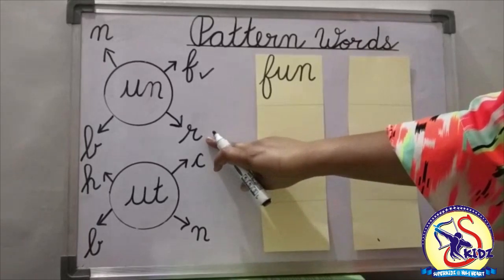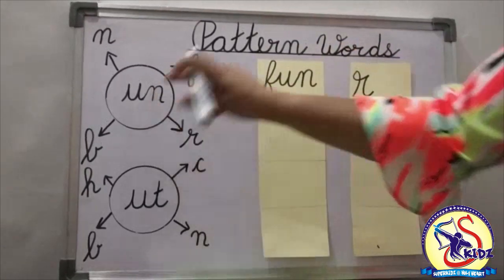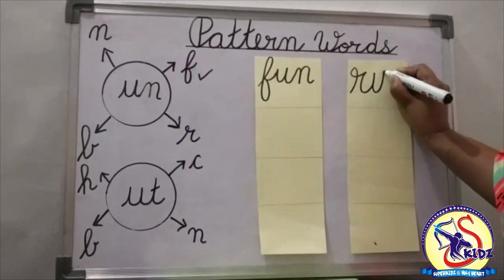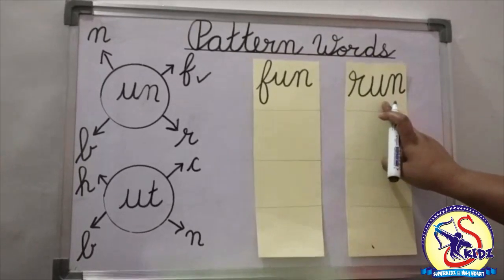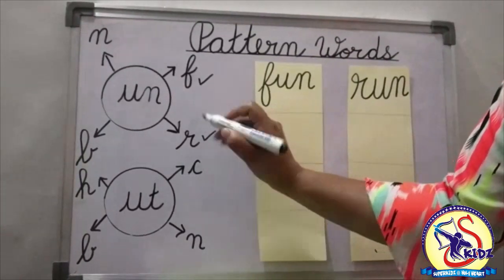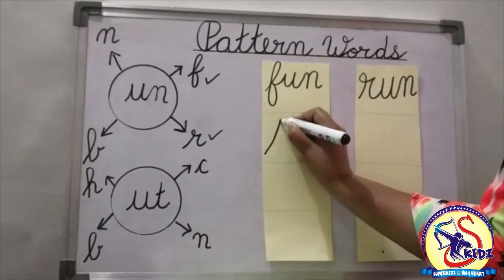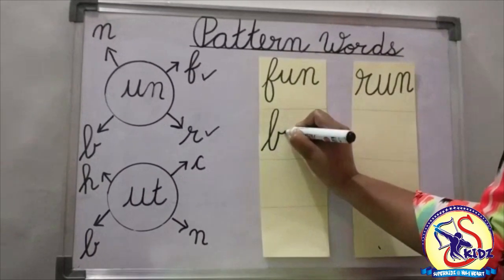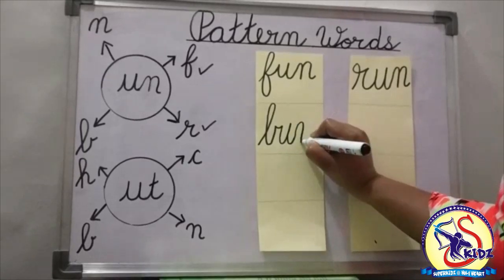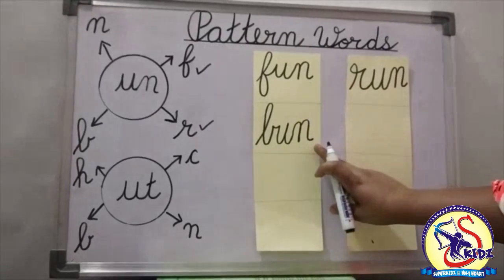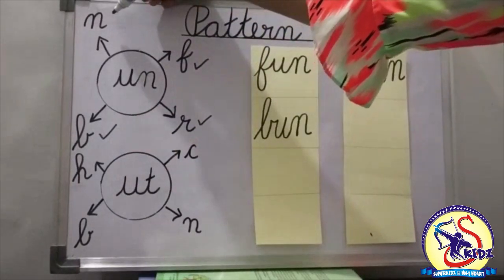Now see the next letter. R is given. First of all we will write letter R. Then we will write our pattern UN. RUN, run. Now see the next. B is given. Again we will write a letter B and then I write our pattern UN. Now we will get the word BUN, bun.